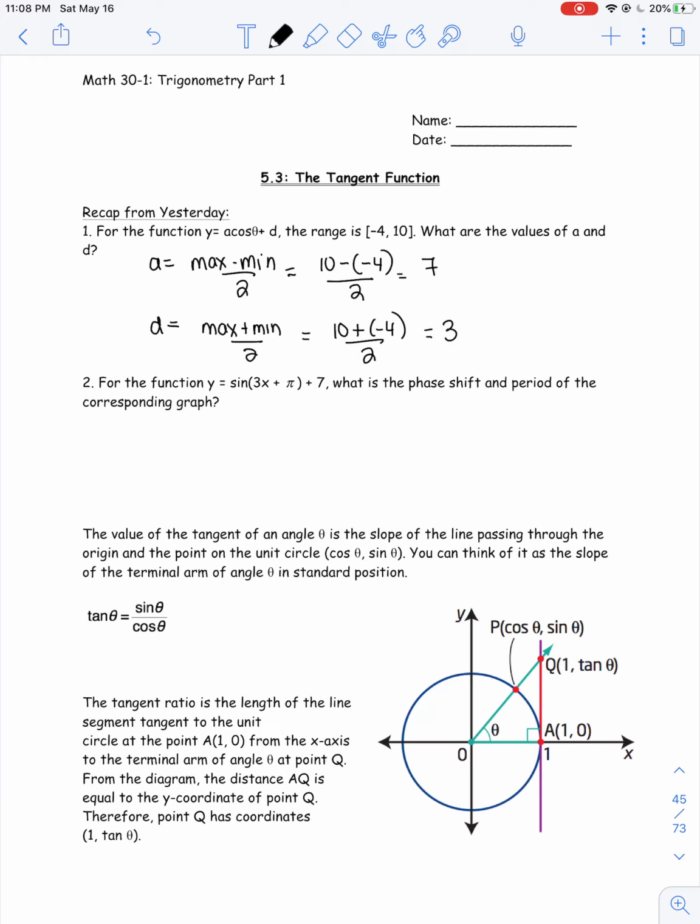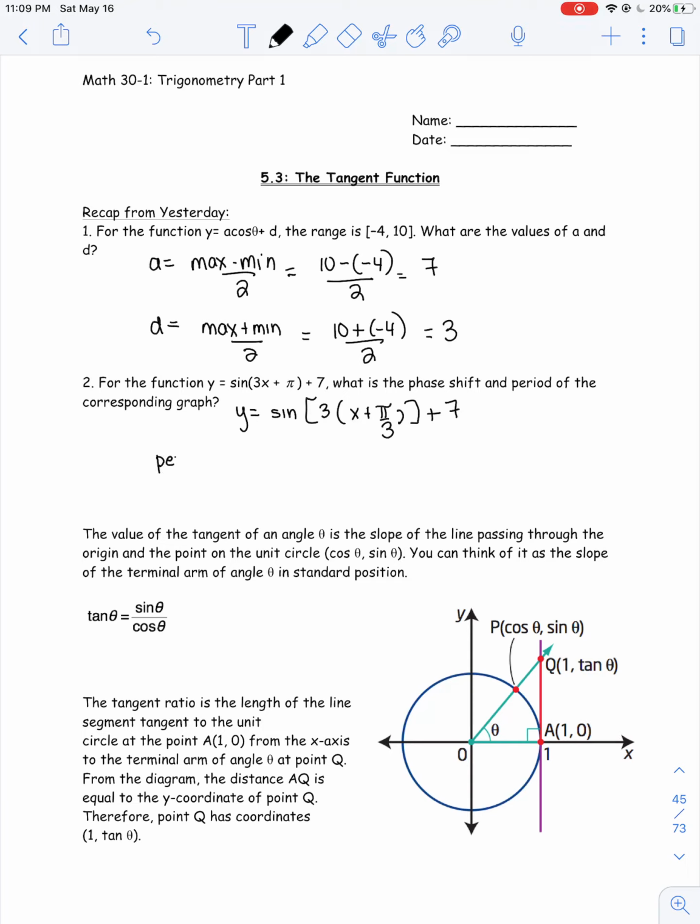Our next question is asking what is the phase shift and the period for the corresponding graph. So what we need to do is always factor out the b value from this bracket. So we're going to have to factor out 3, which leaves us with x plus pi over 3. Close the bracket, and this is what our equation needs to be in to be able to see the phase shift and the period clearly.